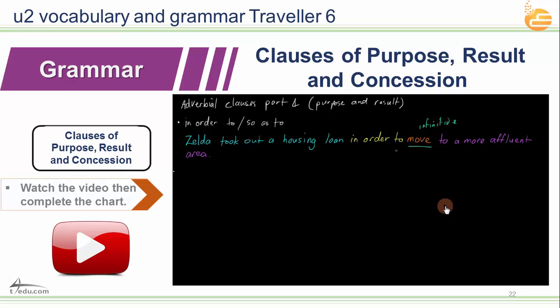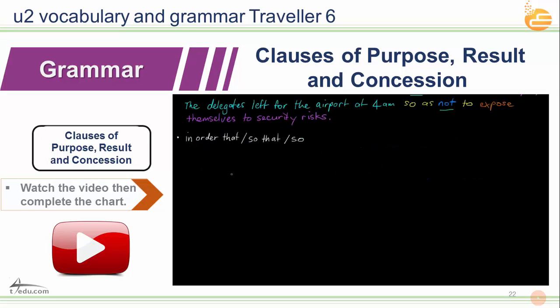You could argue that what we had here was a full infinitive, infinitive plus "in order", but it's generally described as "in order to" plus infinitive. Let's look at another example. Richard moved to the desert so as to avoid the rat race. Again, the infinitive. These two conjunctions have the same meaning.